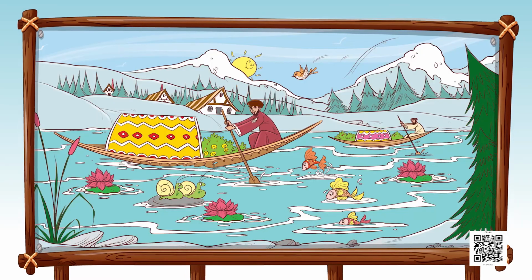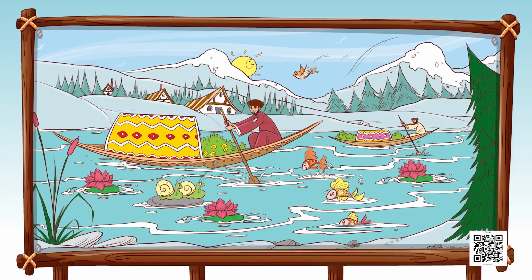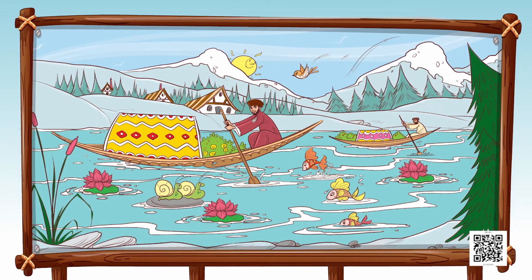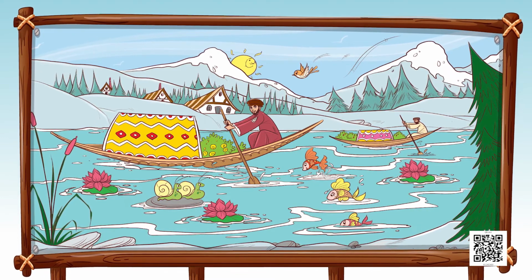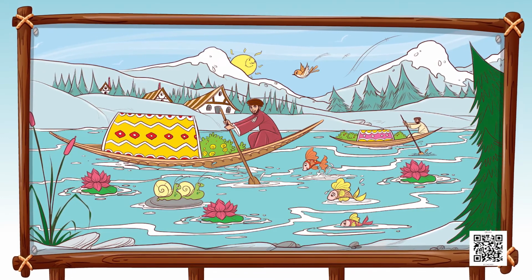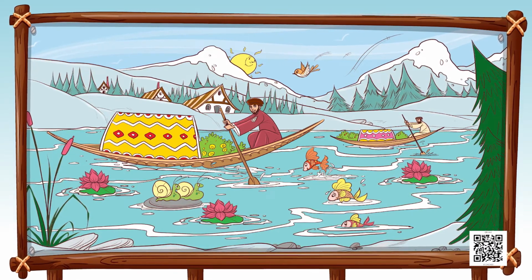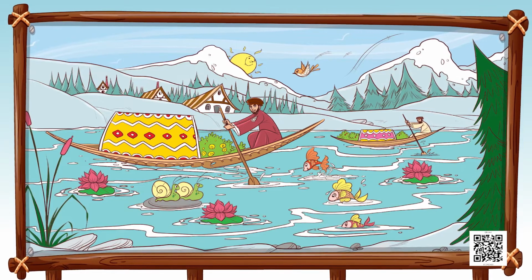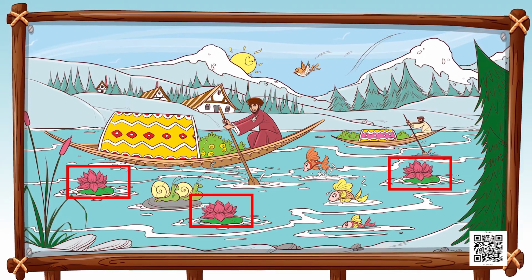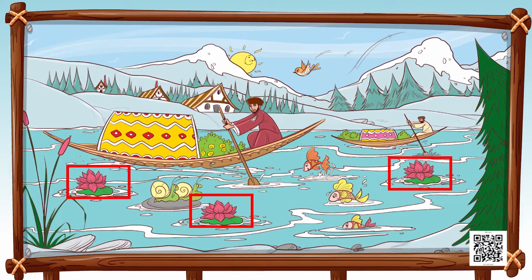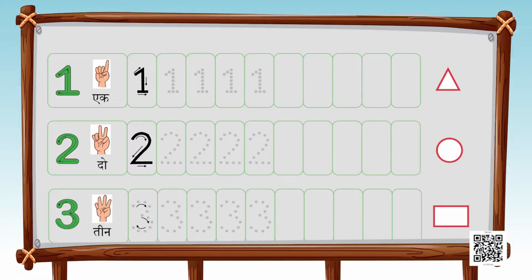Now, draw a rectangle around the objects which are 3 in number. So now, try to find out which objects are 3 in number. Look at the picture carefully and try to pinpoint which objects are 3 in number. And then write down 3 on your sheets.